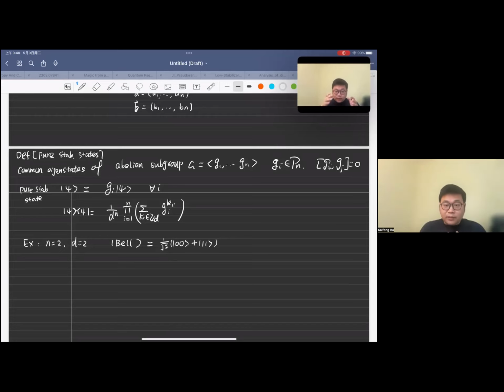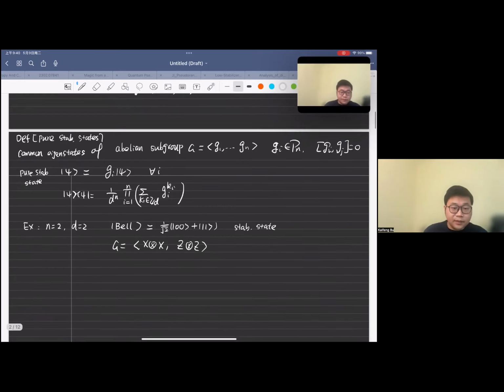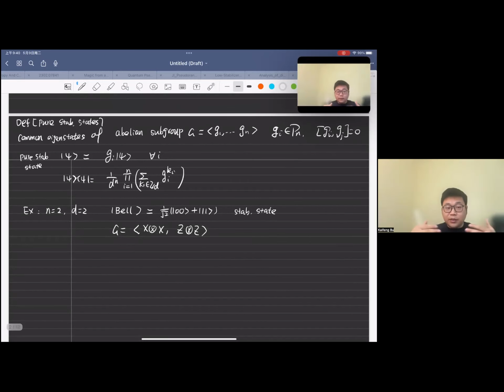And here, the two-qubit Bell state is a stabilizer state. The corresponding abelian subgroup of Pauli operators is generated by X times X and Z times Z. It's very easy to verify. X times X commutes with Z times Z, and the action of X times X and Z times Z on the Bell state will keep it fixed. And now this is the definition of pure stabilizer states.